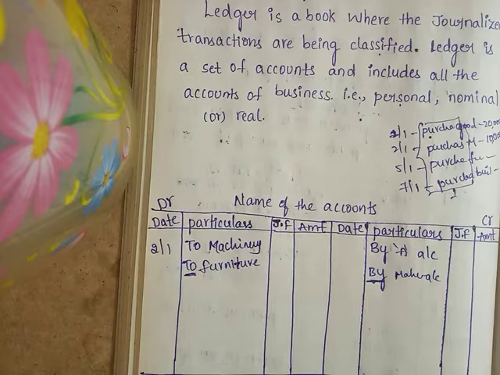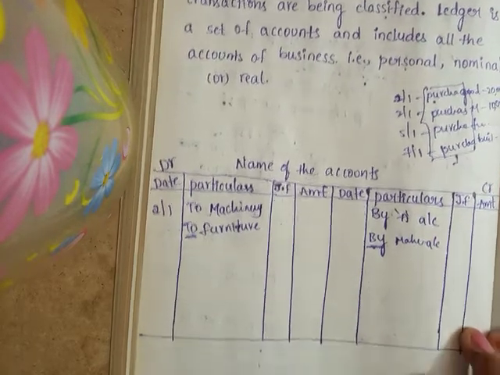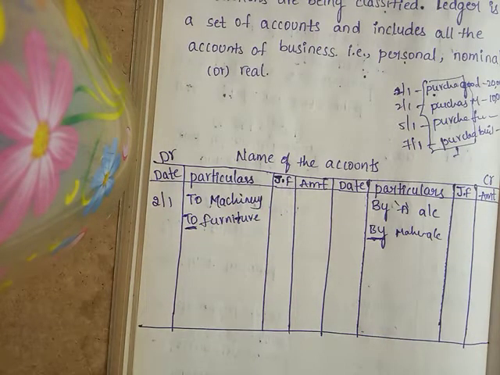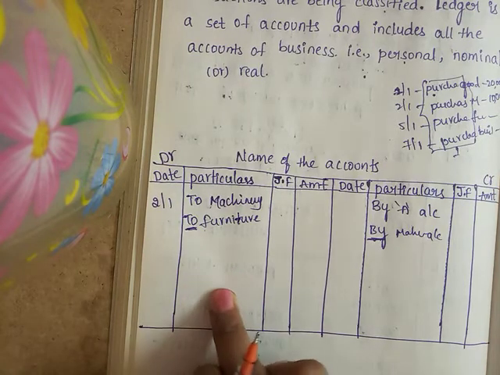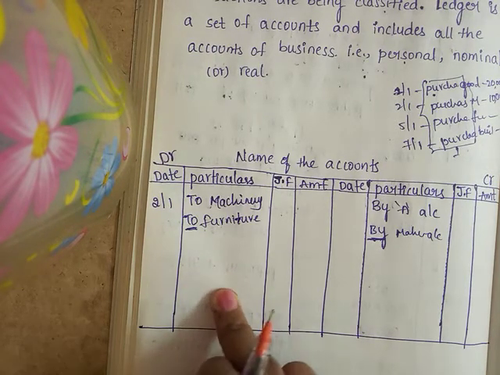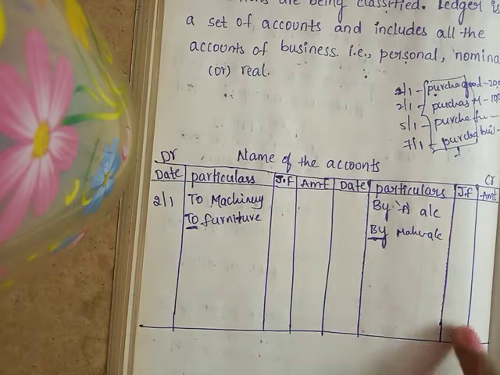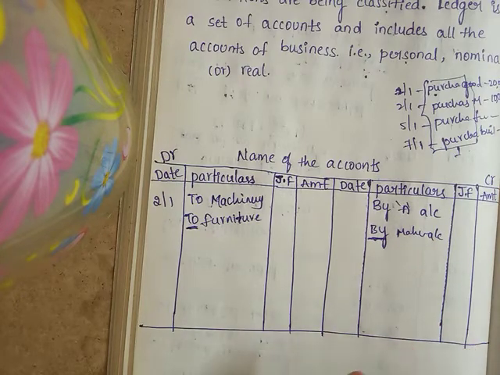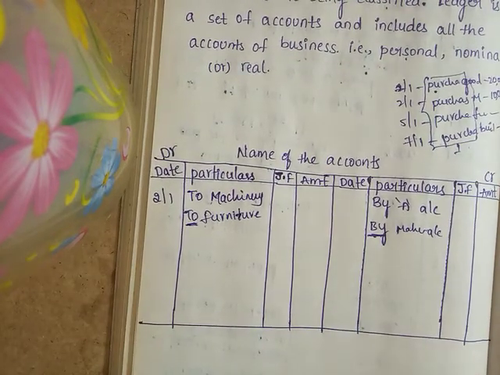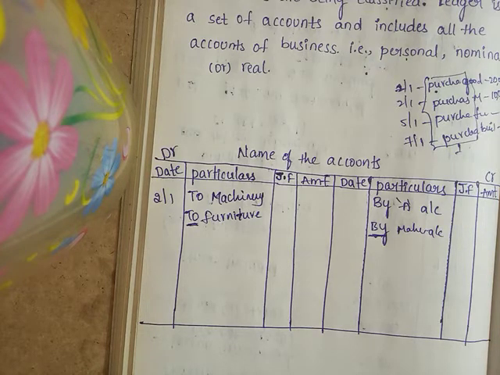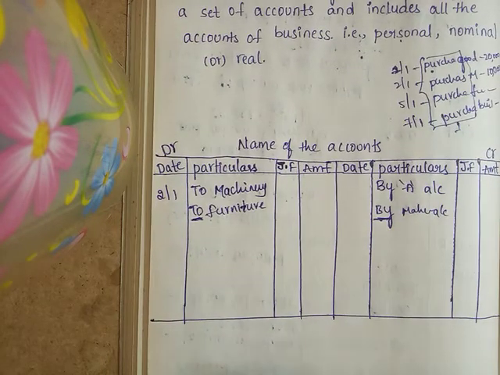Next, if an account is debited, how do we post in this account? See here, if an account is debited in the journal, then its posting is made on the debit side of this account. And if an account is credited in the journal, then the posting is made on the credit side of the account. Now see here, one entry: bought goods from Srinath on credit basis.